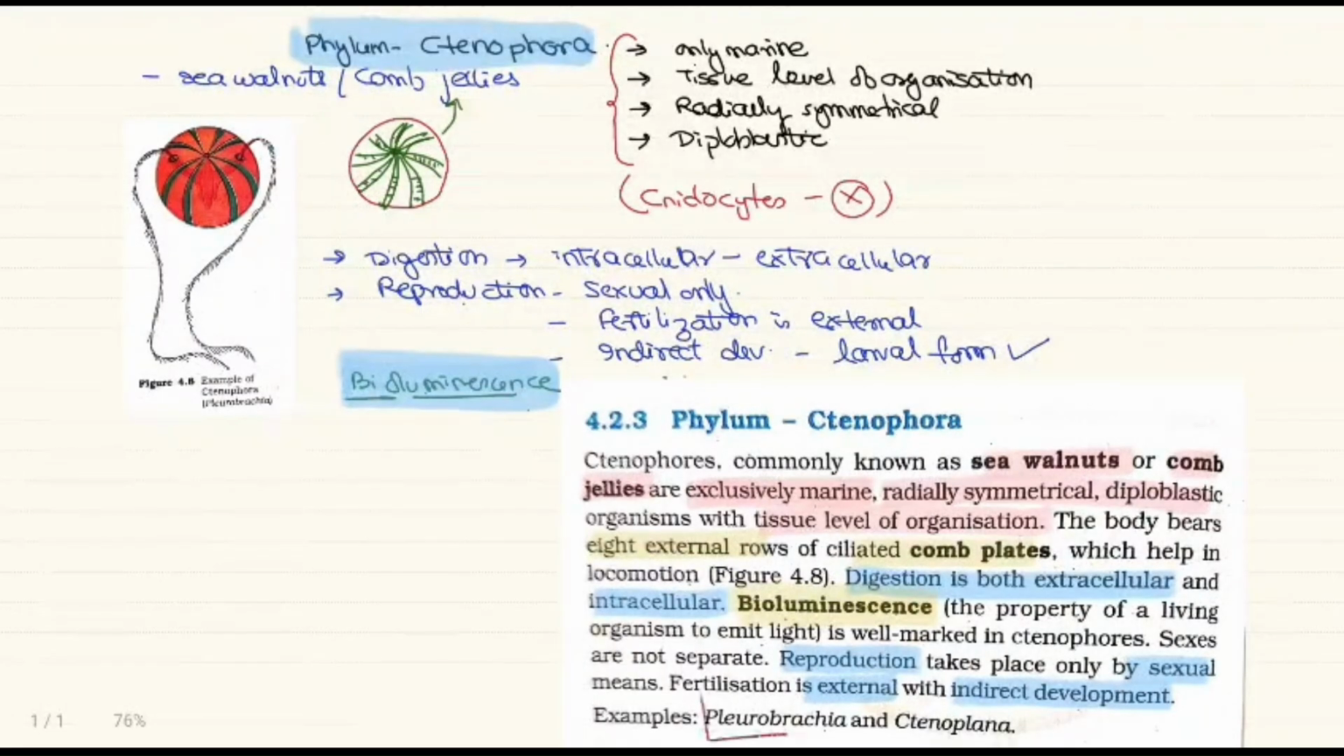The common examples are pleurobrachia. What you see in the diagram is a pleurobrachia and ctenoplana. So common examples are pleurobrachia. Pleurobrachia has 2 extra tentacles also. And the second example is ctenoplana. So this is about the third phylum, Phylum Ctenophora.